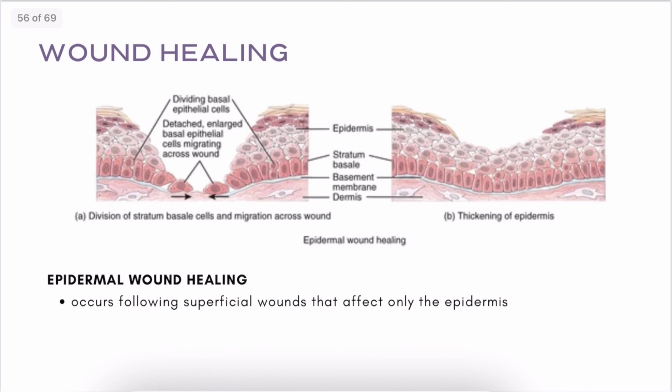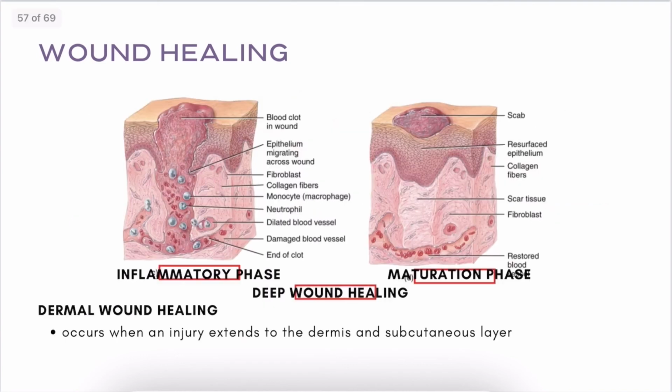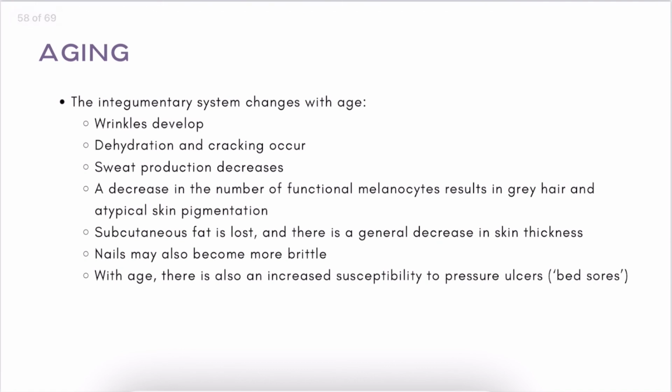We're now going to talk about wound healing. So there are two types of wound healing. We have epidermal wound healing, which starts off with division of the stratum basale and migration across the wound and thickening of the epidermis. Next, we have dermal wound healing, which has the inflammatory phase and then the maturation phase. Our skin is also affected by aging. There are changes in the integumentary system with age, and these are all listed here.